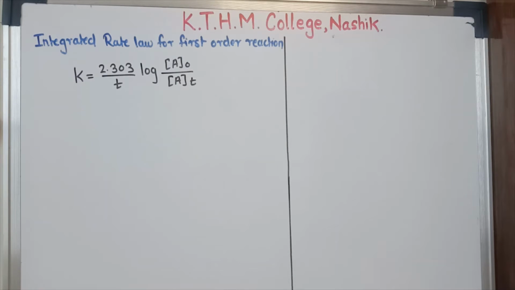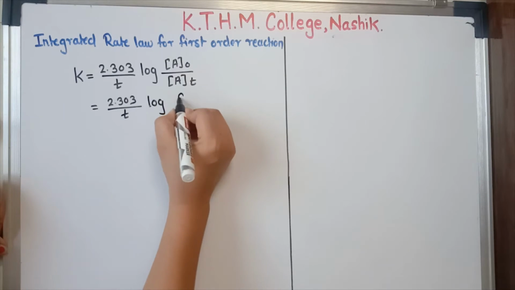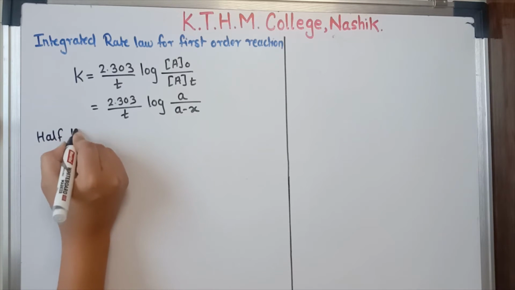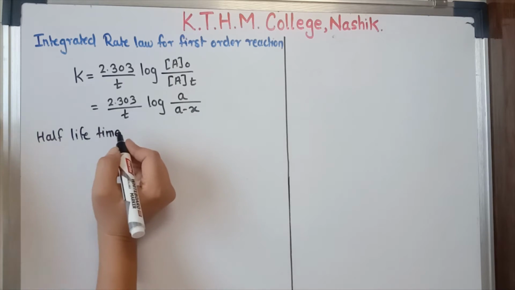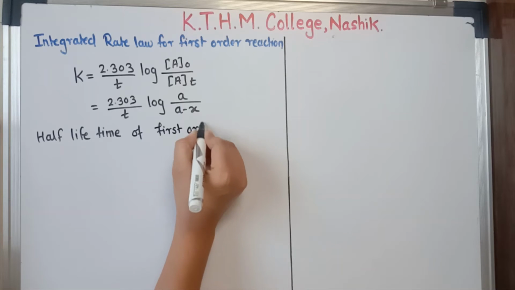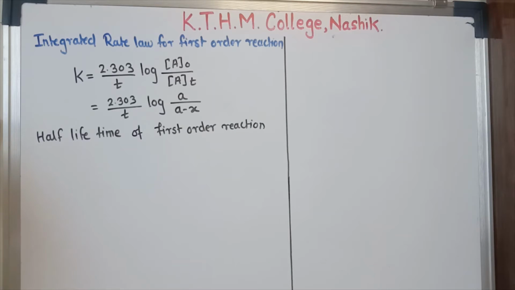So now the next form of this equation will be 2.303 upon t log of a upon a minus x, where a is the initial concentration of the reactant and x is the concentration of reactant at time t. So we will see half life time of first order reaction. So half lifetime of the reaction means the time required to convert half of the initial concentration of reactant into the product.